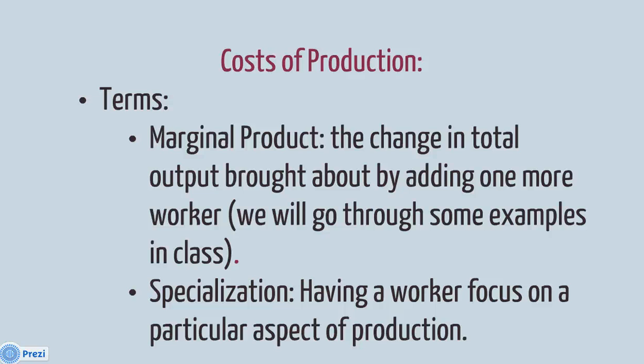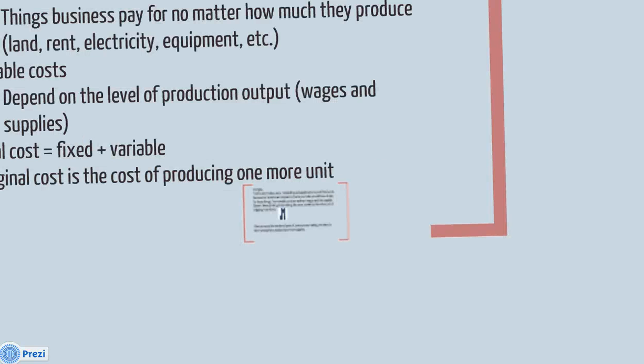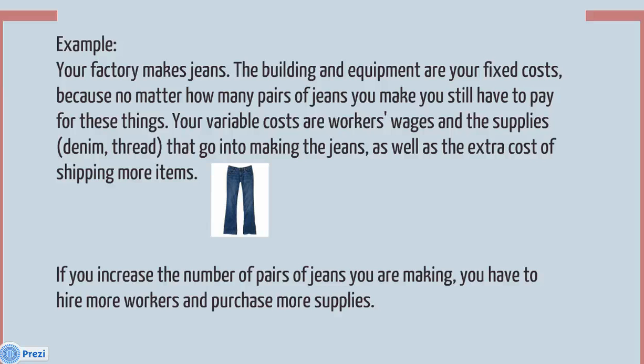And then we have specialization, which we've already talked about, which is having a worker focus on a particular aspect of production. An example of this is, imagine you have a factory that makes jeans. The building and the equipment are your fixed costs, because no matter how many pairs of jeans you make, you still have to pay for these things.